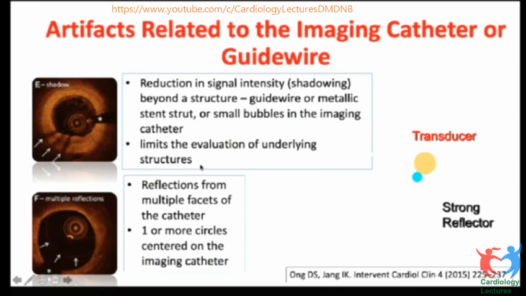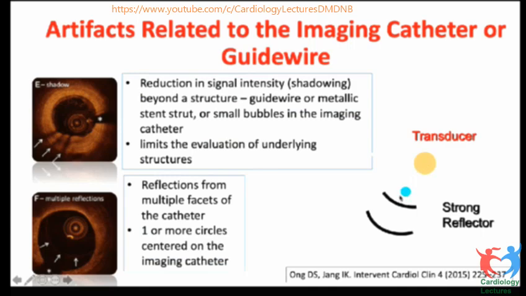Another artifact is the multiple reflection artifact. It is nothing but multiple reflections happening between the transducer and your imaging sleeve. It produces circle artifacts centered on your imaging catheter. So you can see that the strongly reflecting surface reflects back multiple times. That forms ghost artifacts at exact multiples of the distance, because if it reflects back two times, the system counts it as twice the length it has traveled.